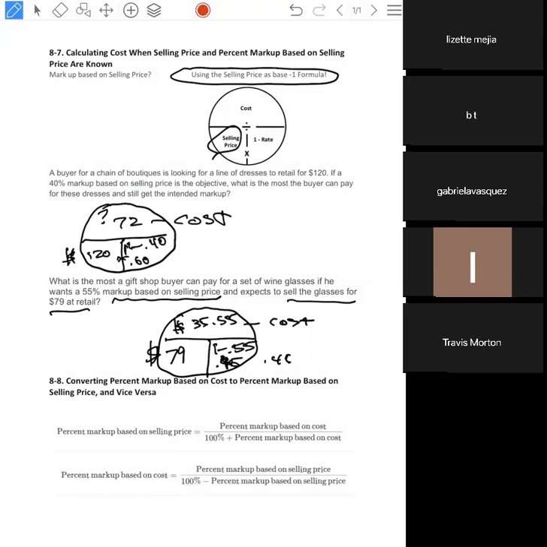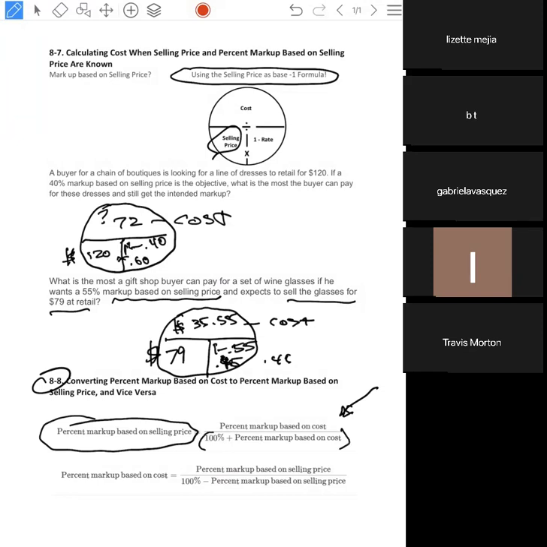And then the last thing here, 8.8, is dealing with percent markup based on cost and converting that to a percent markup based on selling price. Sometimes it's just easier to convert them. You might say, I'm not really sure how to do it, so I can just convert them. If I'm trying to find the percent markup based on selling price, I don't know what that is. I could take the percent of markup based on cost and divide it by 1 plus the percent of markup based on cost.